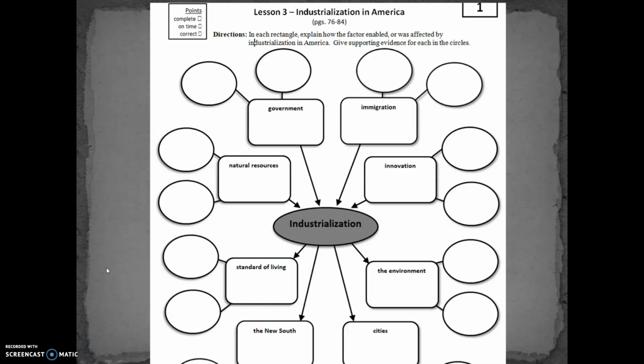Take a look at the graphic organizer for this one. The 4 squares at the top represent four things that contributed to industrialization in America. The four at the bottom are all effects of that. In each of those squares, you just want to quickly explain how it led to industrialization or was an effect of it. And in the bubbles on the outside, you want to give examples of that. So for example, natural resources provided raw materials for industries such as coal, and the standard of living improved because of cheap products.